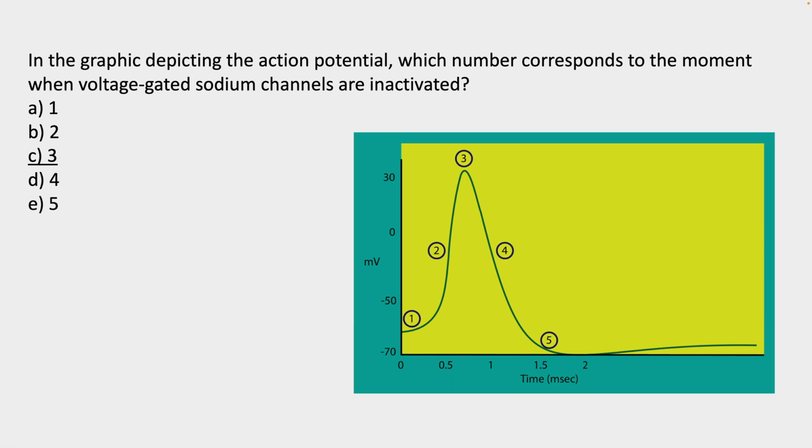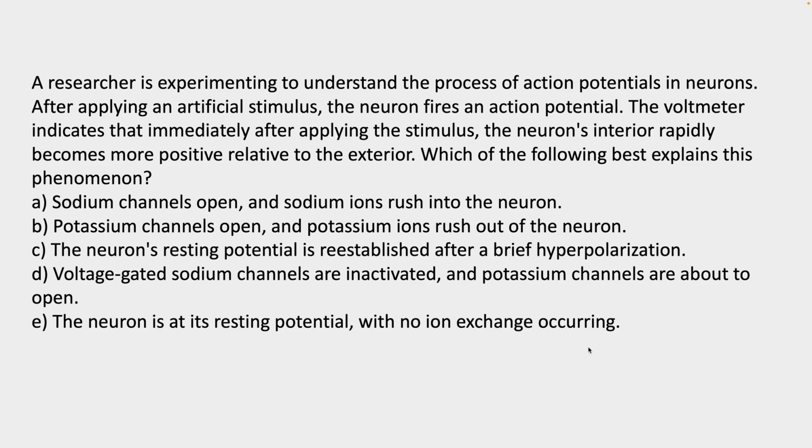Now, we can ask the same concepts instead of using the graph, instead of using plain questions like the ones we have seen up to this point. We can assess the concept using some little real-life scenarios. For example, mentioning that a researcher is experimenting to understand the process of action potentials in neurons. The researcher applies a stimulus and the neuron fires an action potential. The voltmeter, which is measuring the voltage inside the cell, indicates that immediately after applying the stimulus, the neuron's interior rapidly becomes more positive relative to the exterior. So there you can see a representation of the same thing that we saw in the previous graphics. The membrane potential moves from negative to positive. That is the depolarization. So which of the following options best explains this phenomenon?